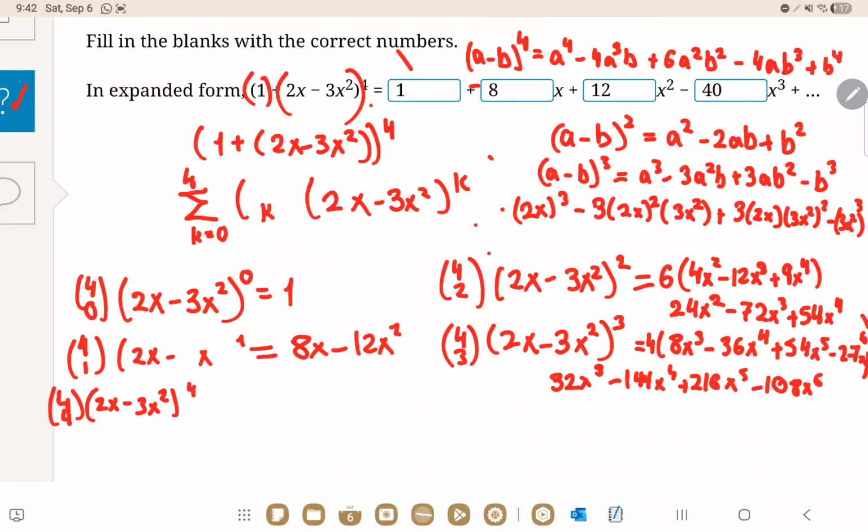Now we're going to substitute our values into that. I'm just going to tell you what it is because it's going to take really long if I do. 16x power 4 minus 96x to the power of 5 plus 216x power 6 minus 216x power 7 plus 81x power 8.